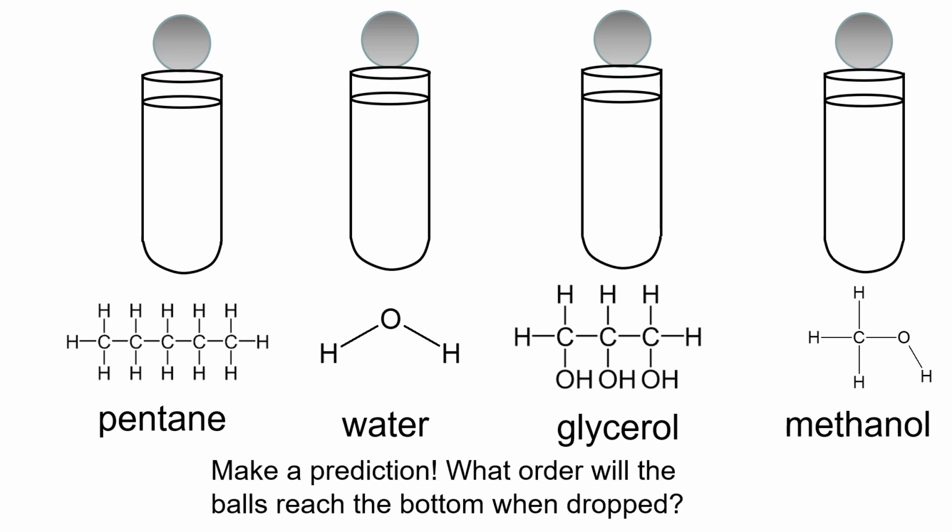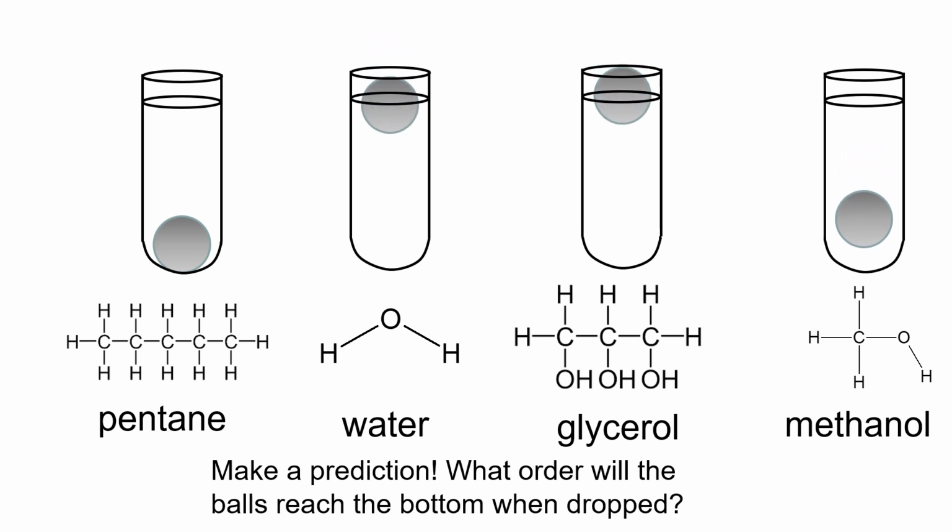Okay, so here's what happens when we drop the ball bearings in. In pentane, the ball reaches the bottom first, then we got methanol, then we got water, and last but not least, glycerol. So we can say that pentane is the least viscous liquid and glycerol is the most viscous. So the reason for this is that pentane has non-polar molecules present in it. You can see that they're symmetrical, they're hydrocarbons, and the only forces between pentane molecules will be London dispersion forces.